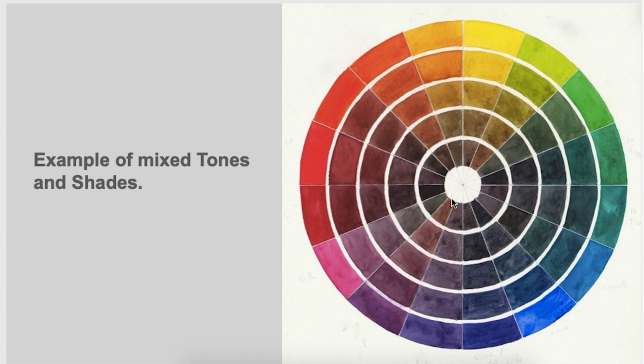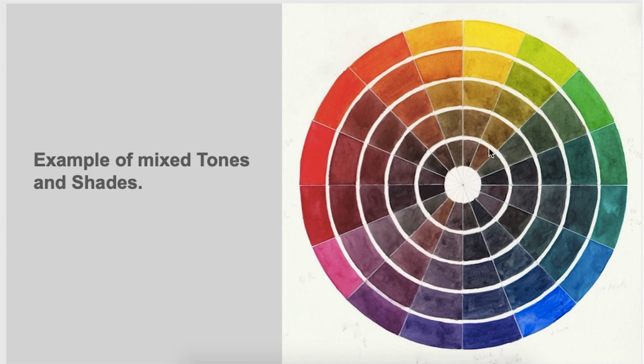You look at this inner ring, and all of these colors in the inner ring are browns and grays, and these are what you call your chromatic gray colors. All of these colors are achieved by combining your complementary colors to create these neutral colors.